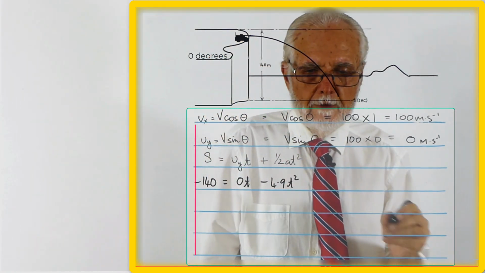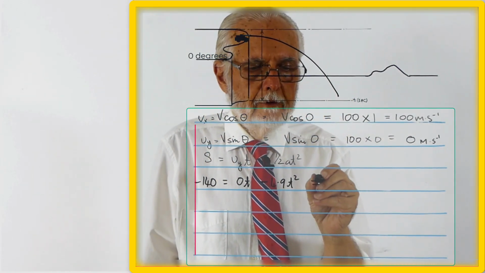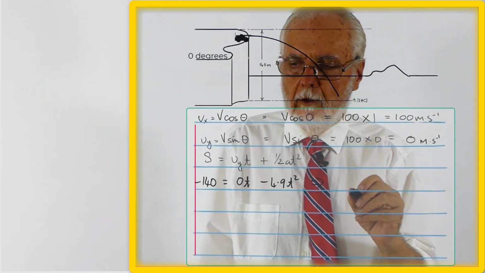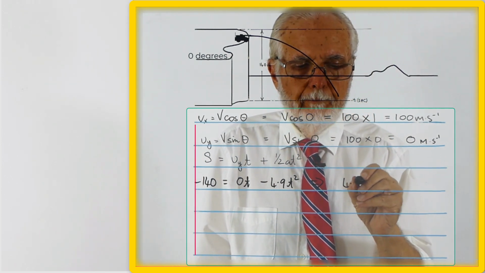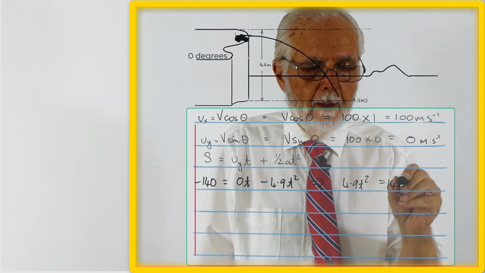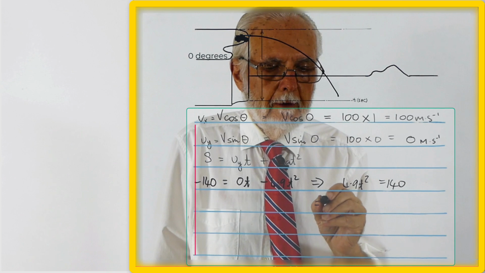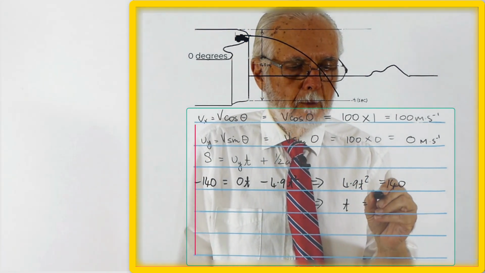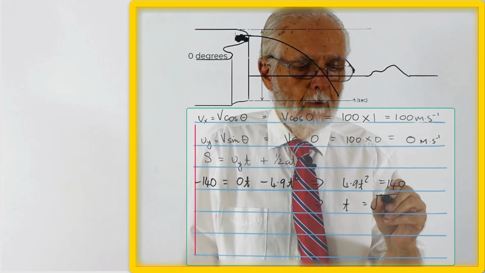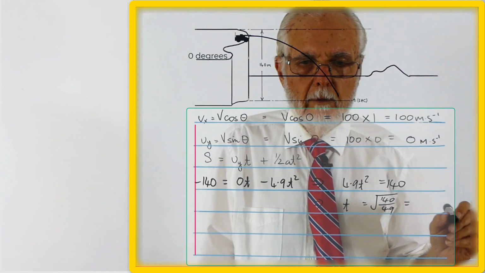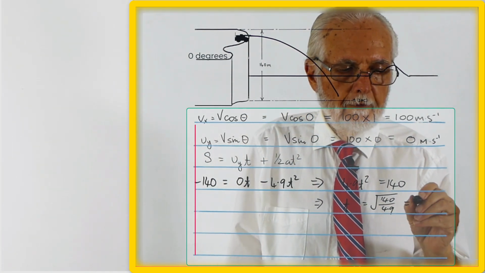This time we don't need to solve a quadratic. So the implication there is that 4.9 t squared is 140. So t is going to be equal to the square root of 140 on 4.9, which is, when we do it, 5.35 seconds.